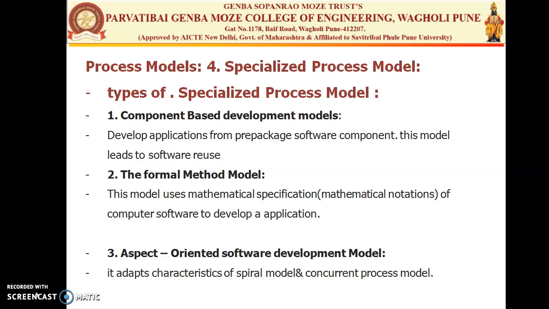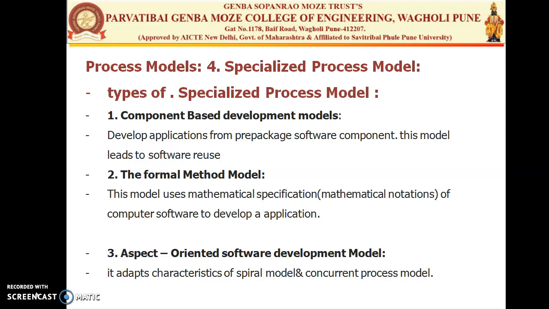So in the last session we have seen about the conventional models. In this session we are going to see the specialized process model. The specialized process model has many characteristics of one or more conventional models. These are applied when a narrowly defined engineering approach is chosen. So we have three types of specialized process model.